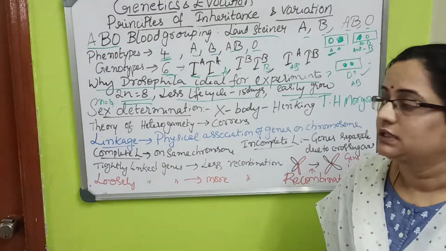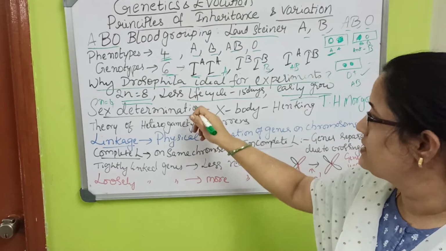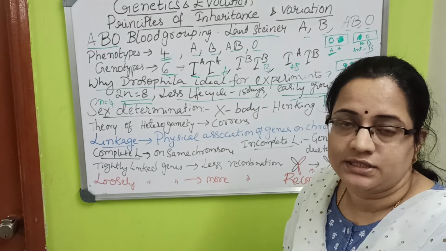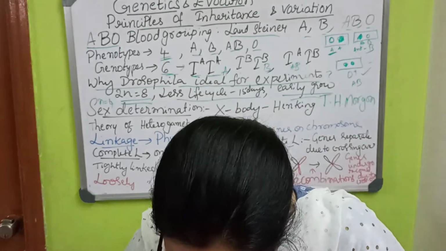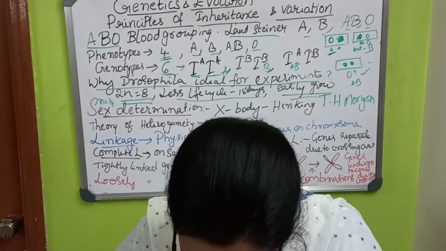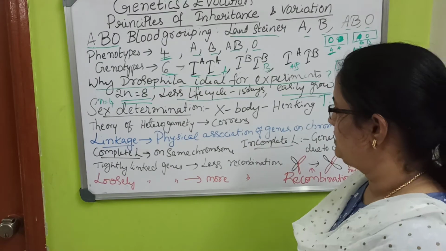They might ask in a question why Drosophila is ideal for experiments. You can write these characteristics: it can easily grow, its life cycle is short, and it exhibits sexual dimorphism. Female and male sexes are separate. Heredity variations are there. You can explain like that.